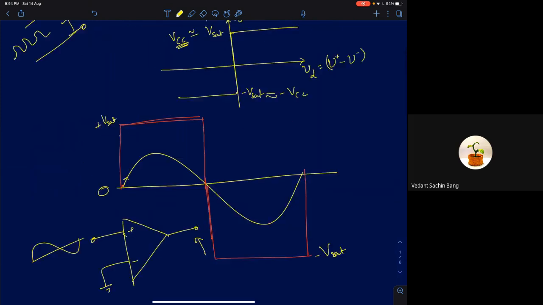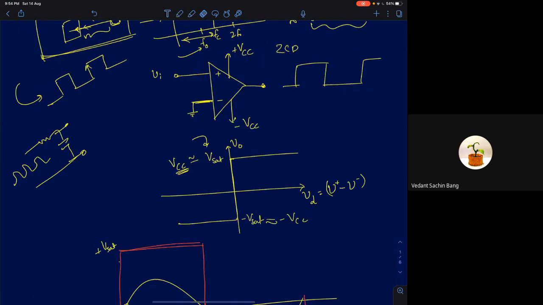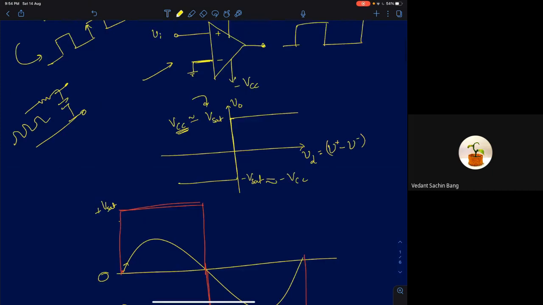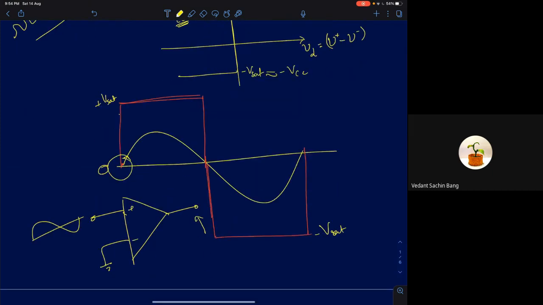So this circuit is what we call a zero crossing detector, right? Whenever there is a zero crossing, your output transitions from a lower voltage to a higher voltage. And here also, whenever there is a transition or a zero crossing, the output changes from plus to minus. So that's one.